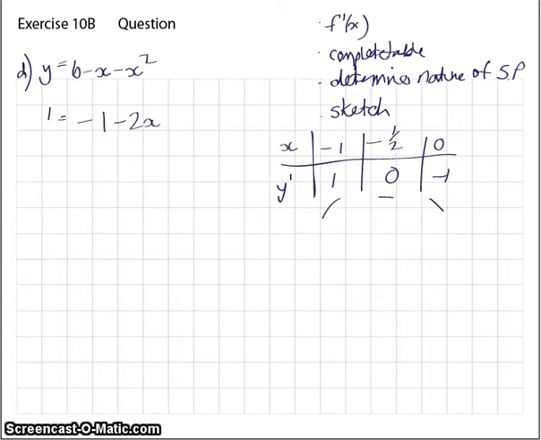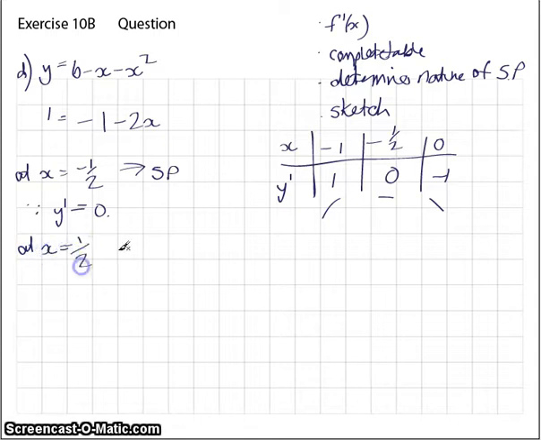Now we want to determine the nature. Well, we can determine the nature by interpreting this table. We can say that at x equals minus 1/2 we definitely have a stationary point because the derivative is equal to 0. In fact, we can say that at x equals minus 1/2 it is a maximum turning point. It's a turning point because it's changing from one to the other, and we've got this maximum shape that we can see here. So that's the nature.